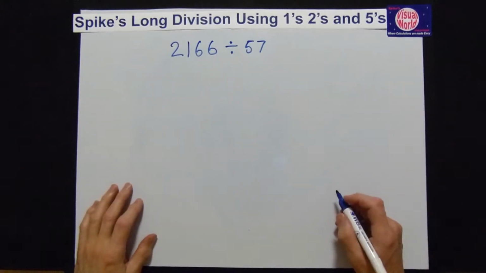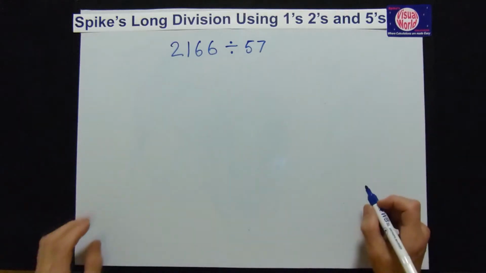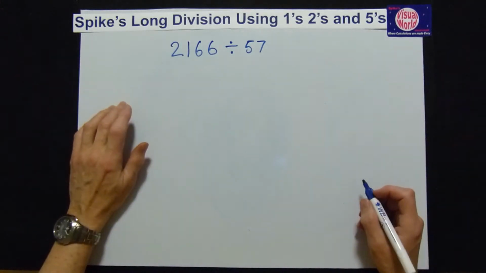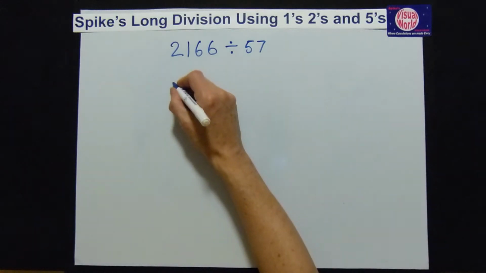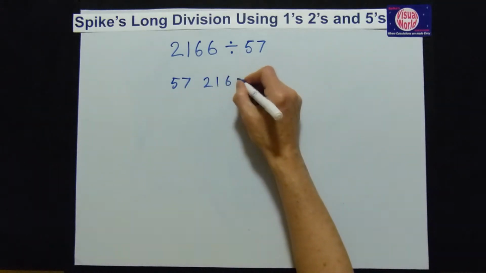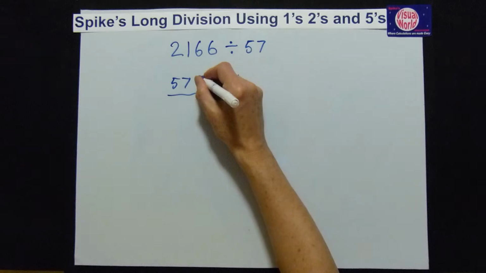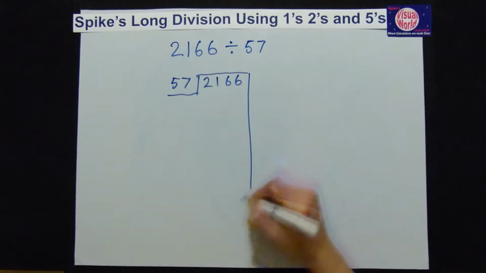The second example I'm going to show you is 2,166 divided by 57. Ooh, this looks hard. Nah, it's not. We'll just get on with it. And we've got 57, 2166, and we do the line down the side.